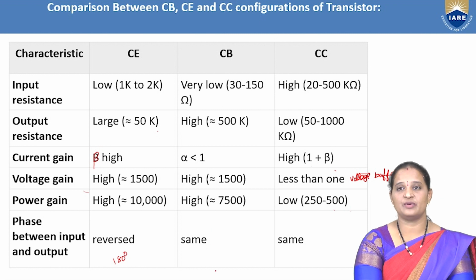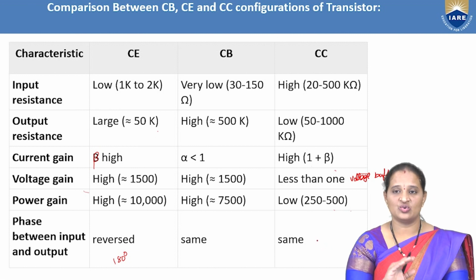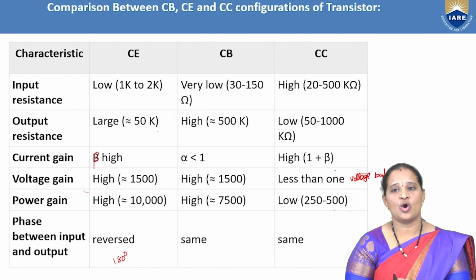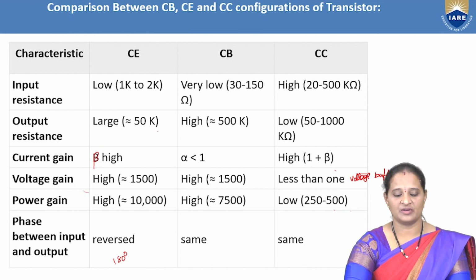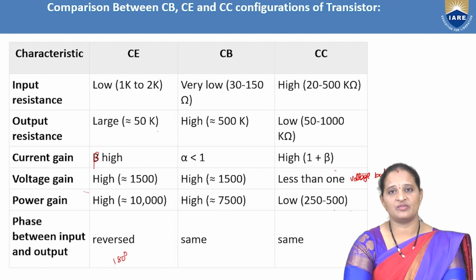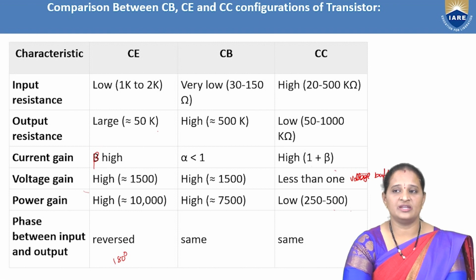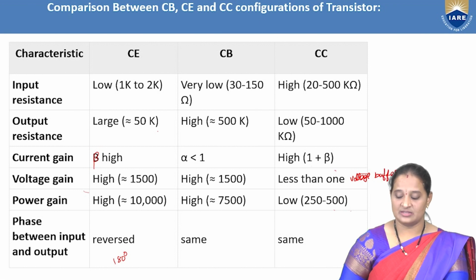Whereas the output and input in case of common base and common collector configuration are in the same phase. That means there is no phase difference between the input and output in both common base and common collector configuration. So these are the differences, or a comparison between the various characteristics of transistor under three different configurations: common base, common emitter and common collector.